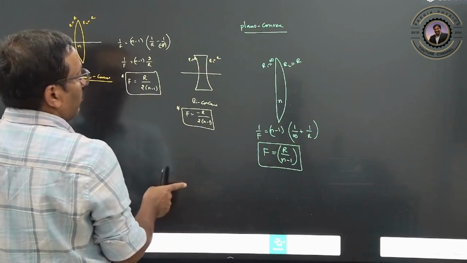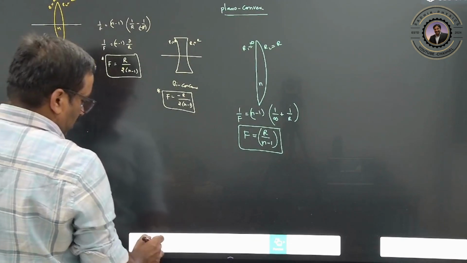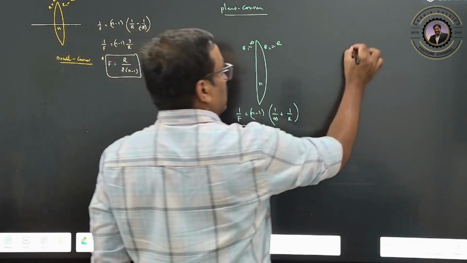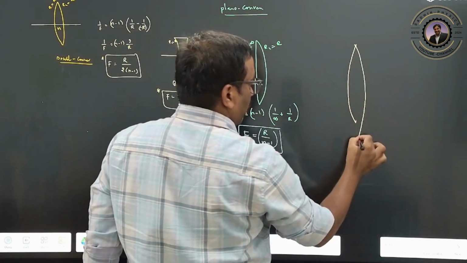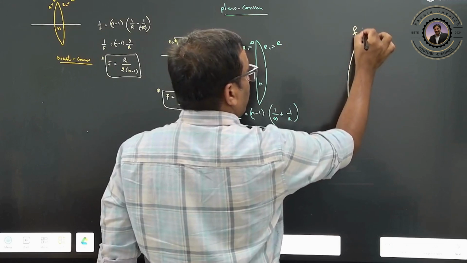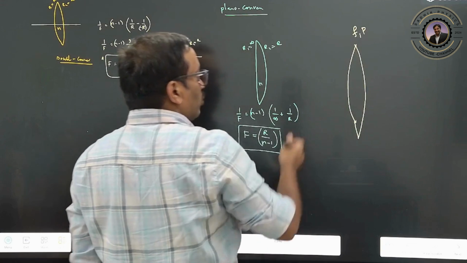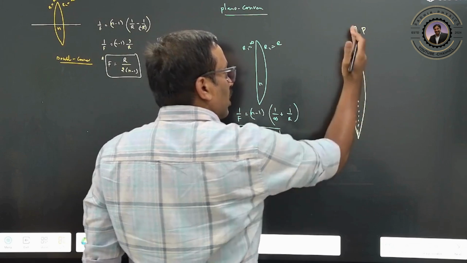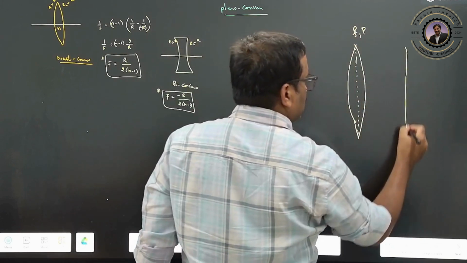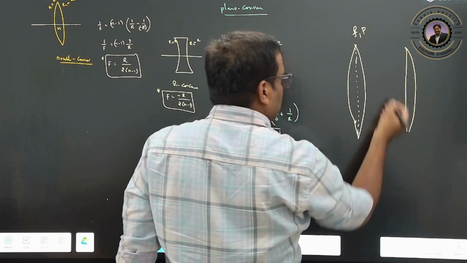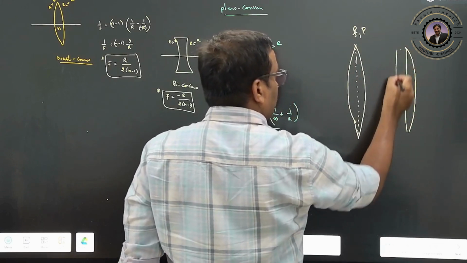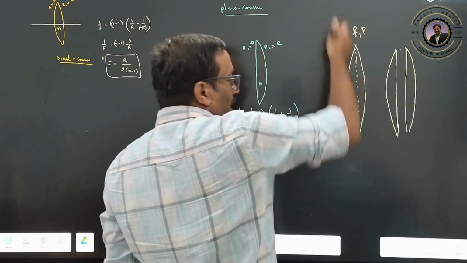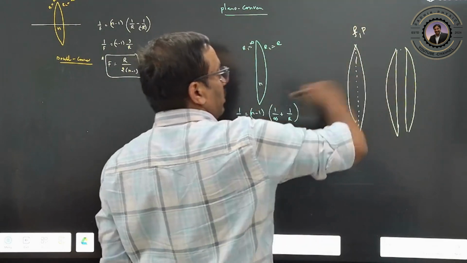These types of concepts are frequently asked in JEE Mains and most examinations. See here. Suppose this is one lens, a convex lens, whose focal length is f and power is p. Now I am going to divide this into two parts. This is one part, and we can take one more part here. I am dividing like this, perpendicular to the principal axis.